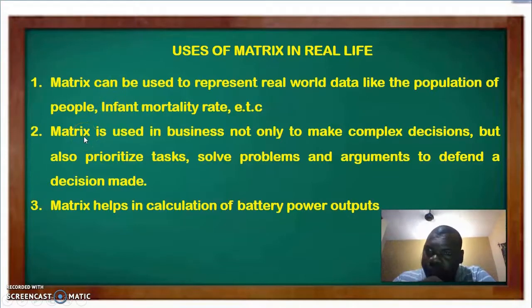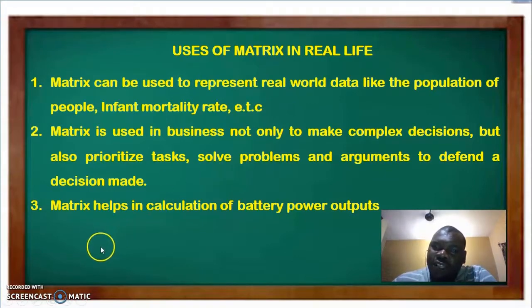Matrix is also used in business, not only to make complex decisions, but also to prioritize tasks, solve problems and arguments to defend a decision made. So in the business world, matrix is used as a tool to defend any decision made by the manager or the business operator.